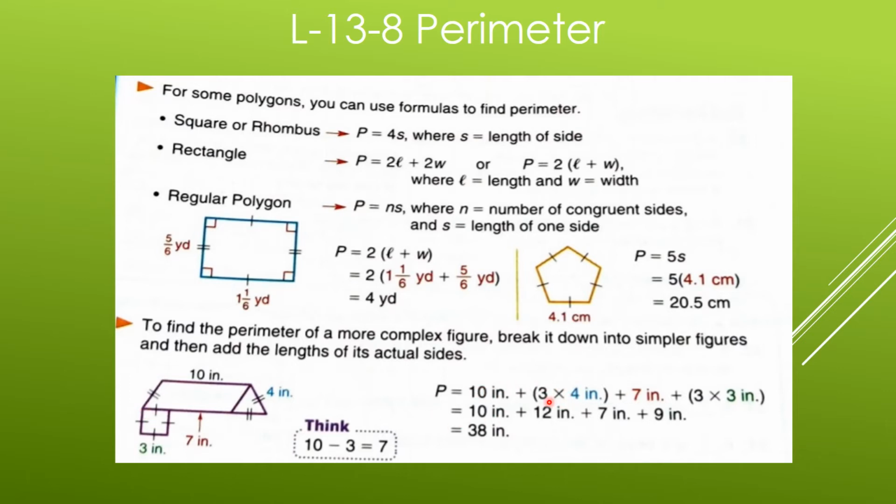How many times? 4, 3 times in this one. How many times? 7, only 1 time. You can see. How many times? 3 is 3 times. You can see 1, 2 and 3. Then you can find 10, 12, 7 and 9. What is the answer? It is 68 inches altogether. That means the boundary of this shape is 38 inches.